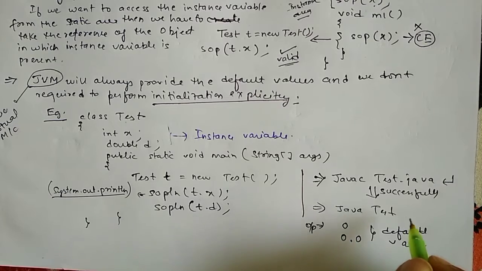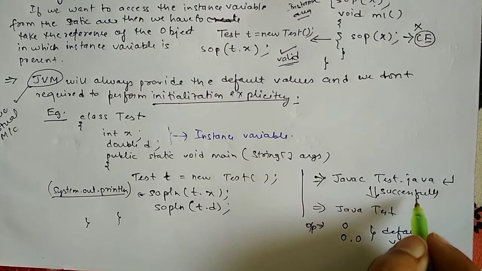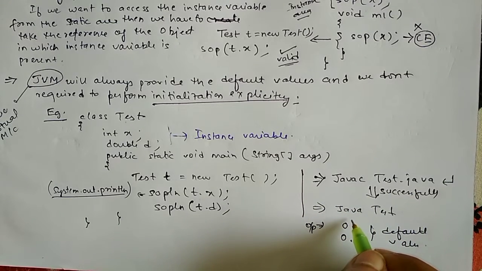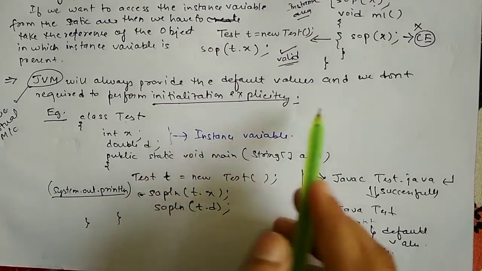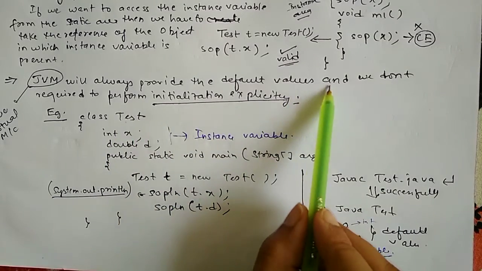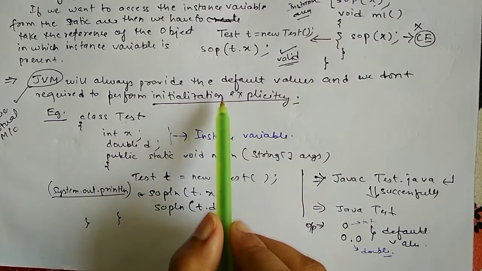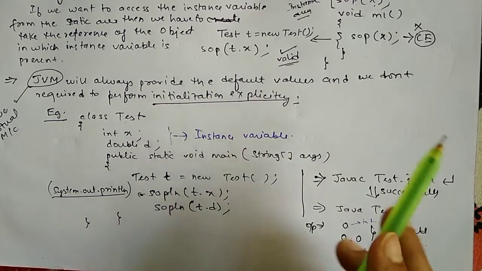If we compile this Java code, it will compile successfully, and after running it, it will give us the output as 0 and 0.0. So 0 is the default value for int and 0.0 is the default value for double. So the JVM will provide the default values and we don't have to initialize them.